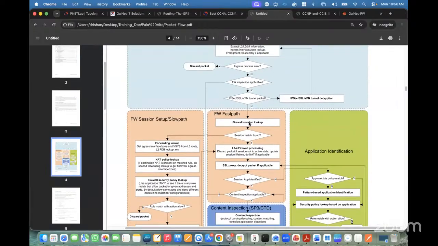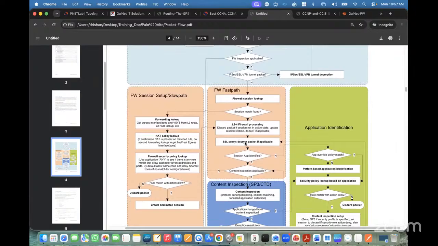But if a session has already been created and I'm coming again for new communication, I have the session, then this packet will never go into slow path. So slow path never comes into the picture. Fast path is used to process the packet directly by checking the existing session, then it checks your SSL decryption, application identification, and content inspection. Only four things are checked. Layer 2, layer 3, layer 4, your applications at layer 7, whether decryption is required, and content. That packet generally has all this information.